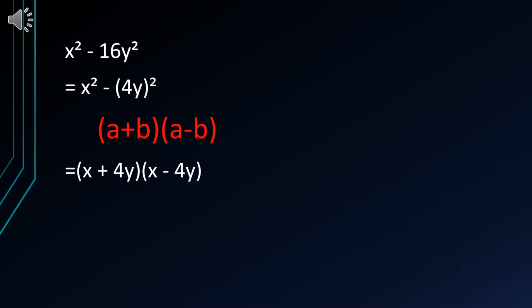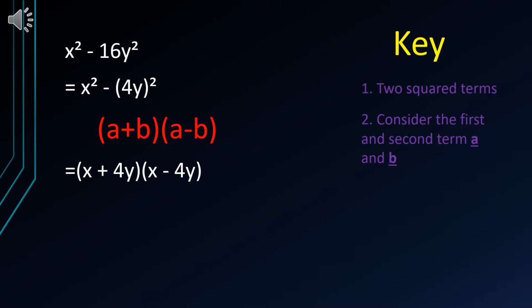Looking at another example, we can see that 16y squared is a perfect square. In order to factorize, we need to introduce the second squared term, which will be 4y to be squared. Then, using the factorized form, we get x plus 4y multiplied by x minus 4y. The key is to get the two squared terms. Then consider the first term a and the second term b, and we use the factorized form given to completely factorize the expression.